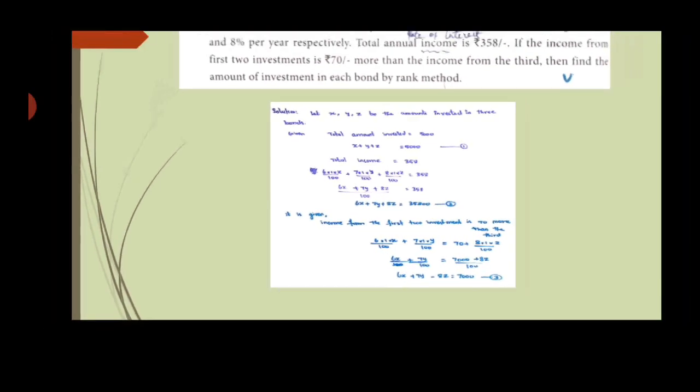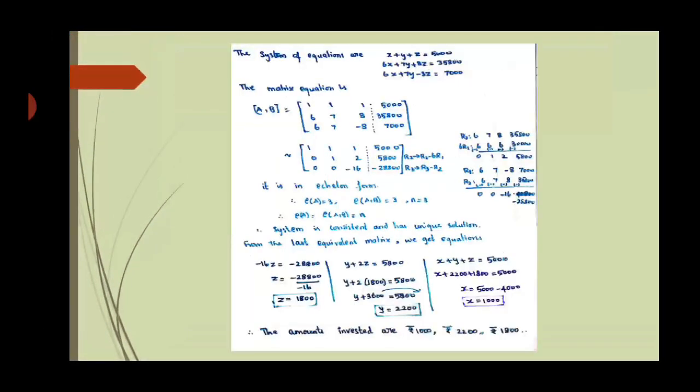So we get 6x/100 + 7y/100 = 70 + 8z/100. While simplifying, we get the equation 6x + 7y - 8z = 7000. So this is our third equation. Now we have got the three equations, and with this we are going to solve the system. We are going to use the rank method.